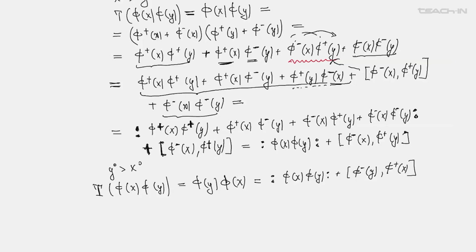I can equally write it as phi on y, phi on x, does not matter. Under the normal ordering sign the fields commute, because the result of evaluating this normal ordered product will be the one and the same, regardless of in which order you put these fields.